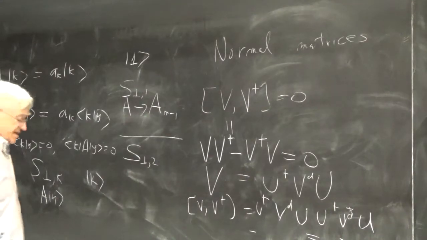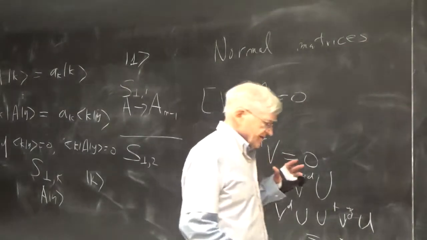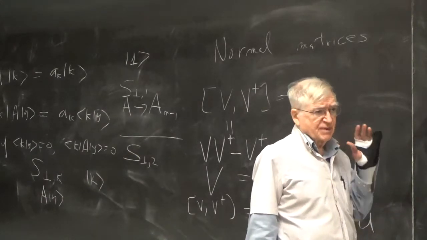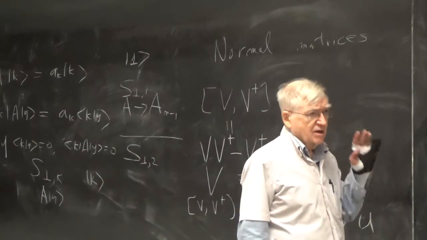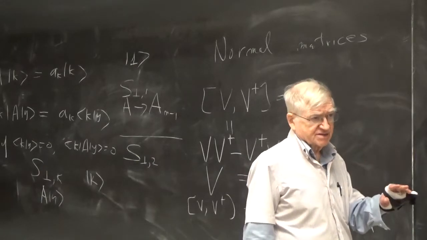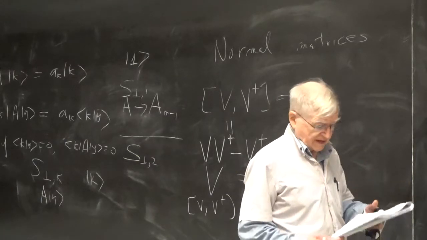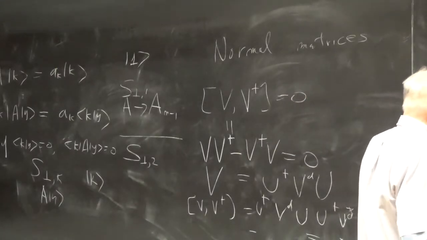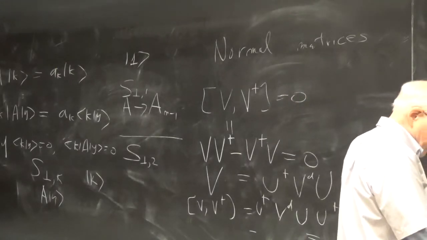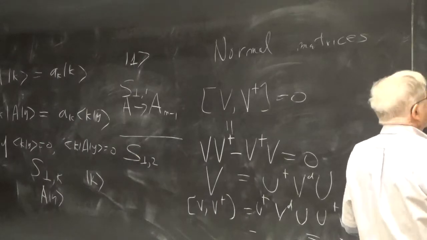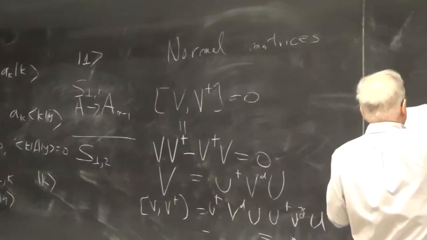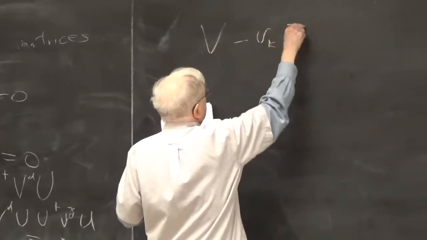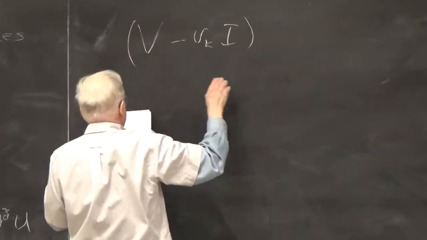Normal matrices have similar properties to Hermitian matrices. That is to say, an n by n normal matrix has n orthonormal eigenvectors. And there's a cute little way of seeing this.